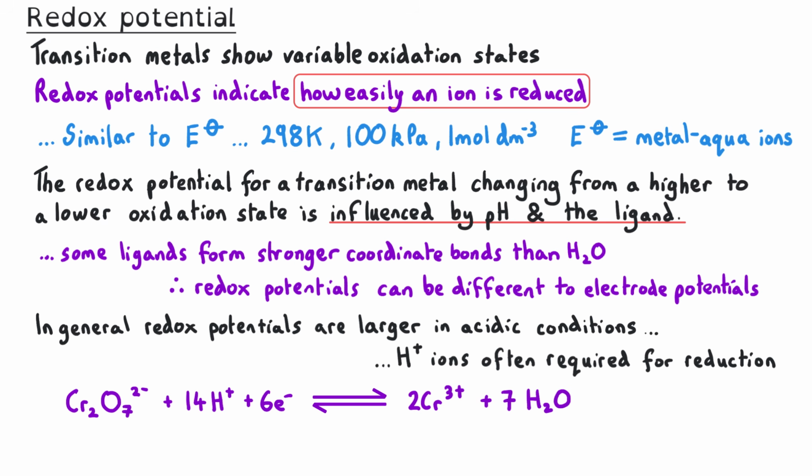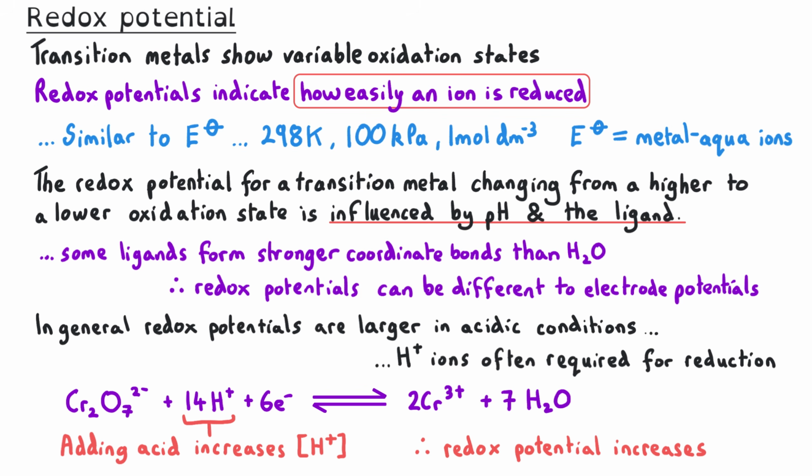And you can see that this is the case here for this dichromate ion being reduced and turning into the chromium 3+ ion. You can see that there are hydrogen ions on the left-hand side of the equation, which means that they are involved in this reduction of the dichromate ion. And so adding acid will decrease the pH and it will increase the hydrogen ion concentration. And so the equilibrium will shift to the right-hand side, and so there will be a larger redox potential in this situation for this low pH.